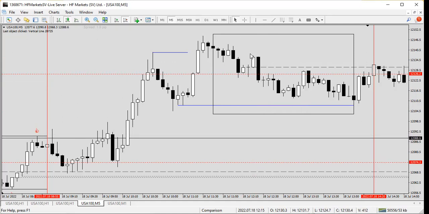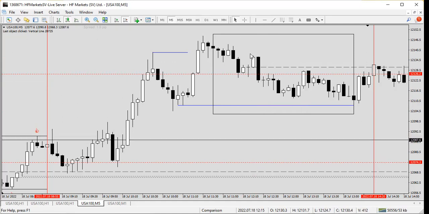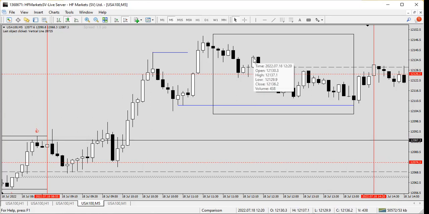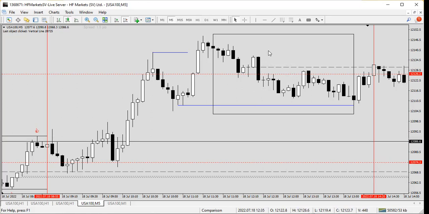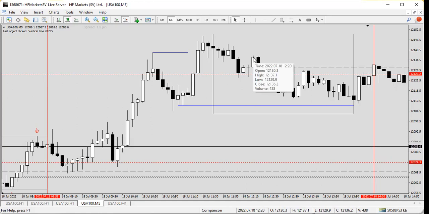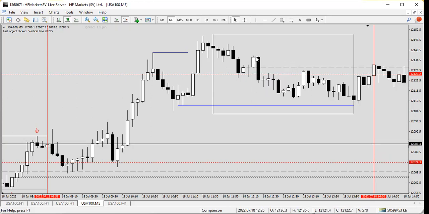Clear for everyone? Yeah. Maybe not. Okay. So this short, even though it's not, let me go to a 1 minute chart, you'll see what I'm talking about. Even though this short is not 100% textbook, from a narrative basis, this short is okay.